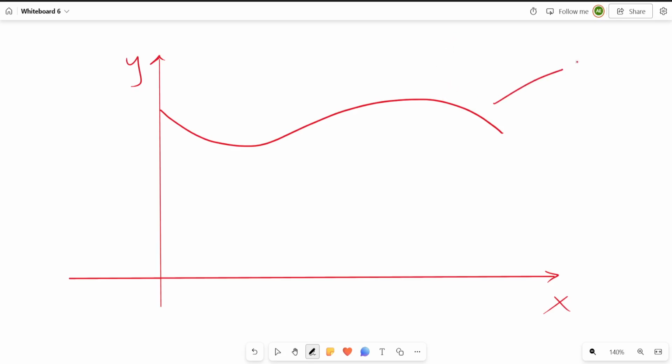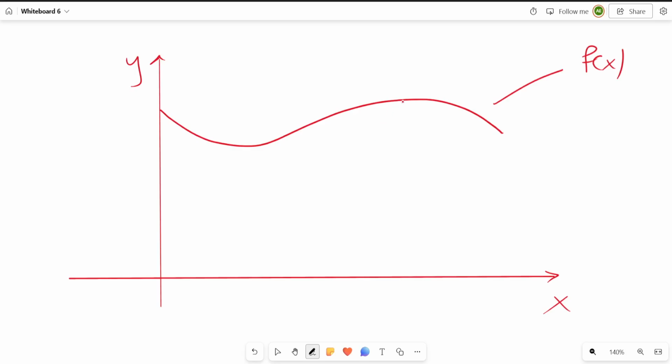So let's start by saying we have a curve that looks like this. This is some function f of x, plotted on the y and x axes, and let's say we want to find the area under the curve. Area under the curve means the area between the curve and the x axis.